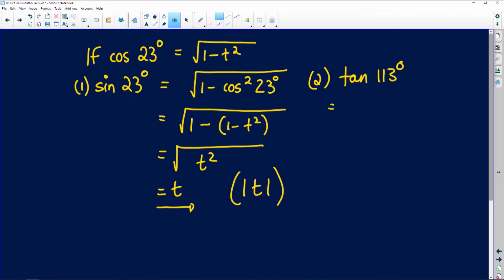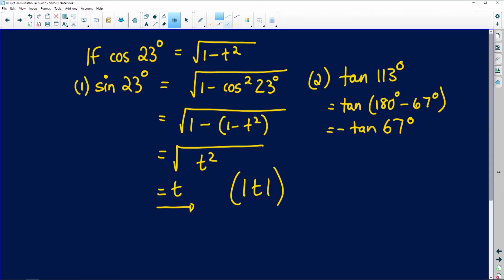So we're going to say, this is equivalent to the tan of 180 degrees minus 67 degrees. Because it's in the second quadrant, it's minus the tan of the angle 67. And now, folks, we don't know where to go with this. We don't. Let's face it. So let's look at how the 67 is related to the 23. If I take 67 and I add 23 to it, I get 90. So these two are complementary angles.